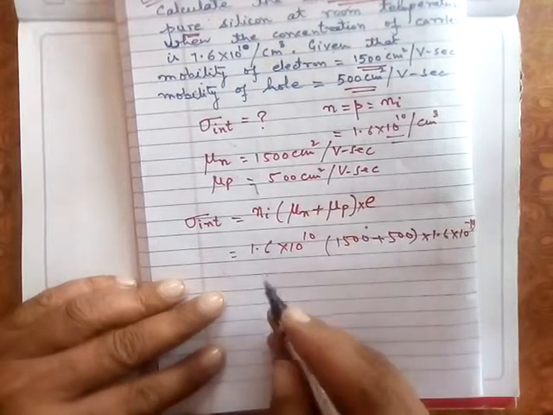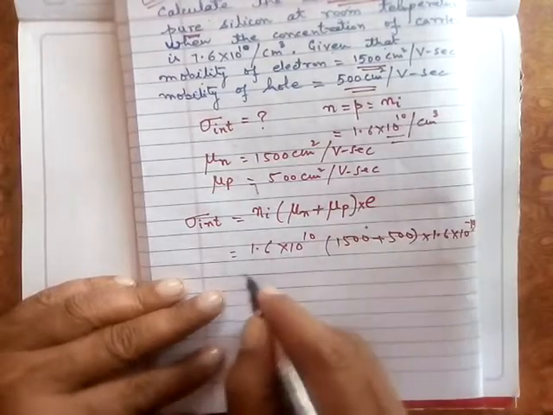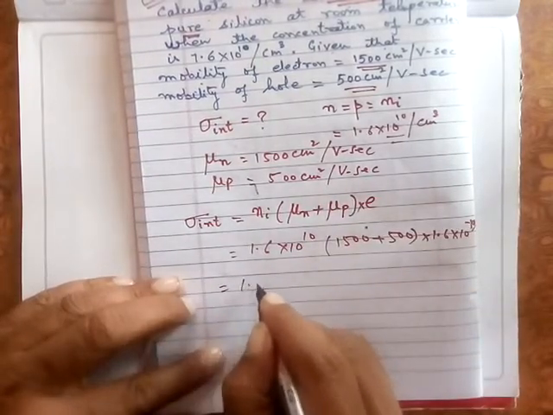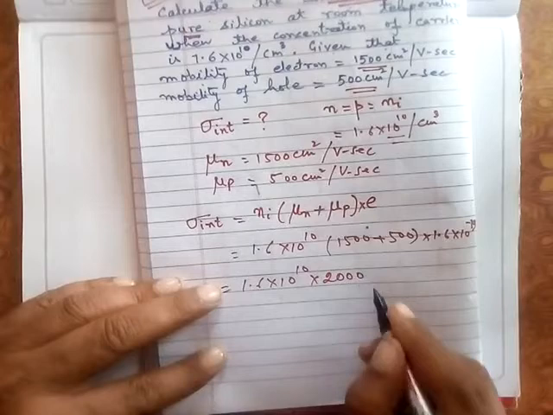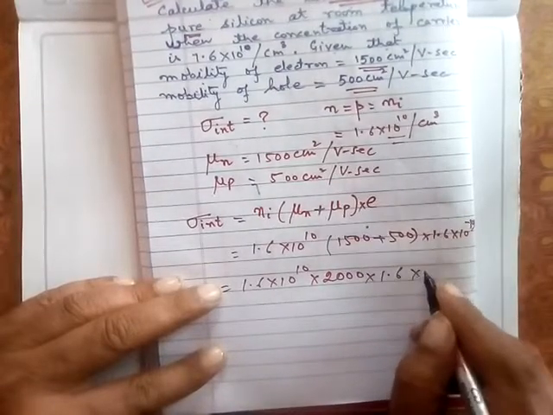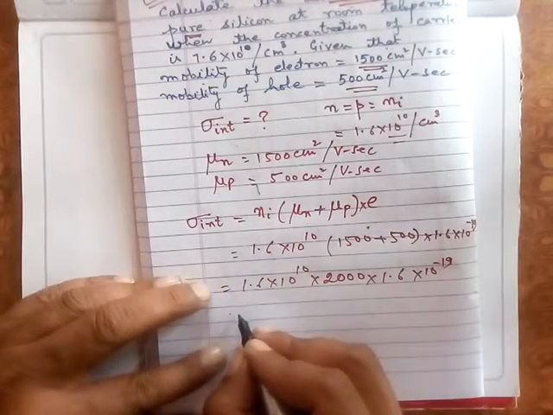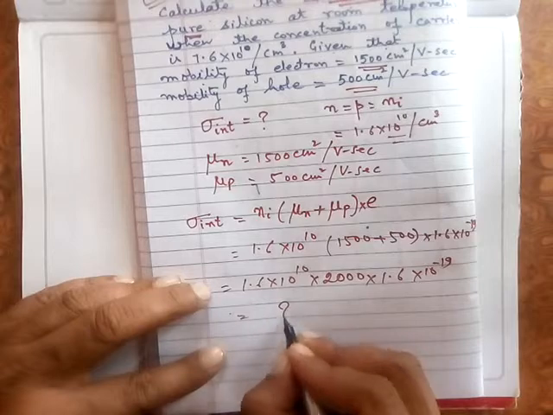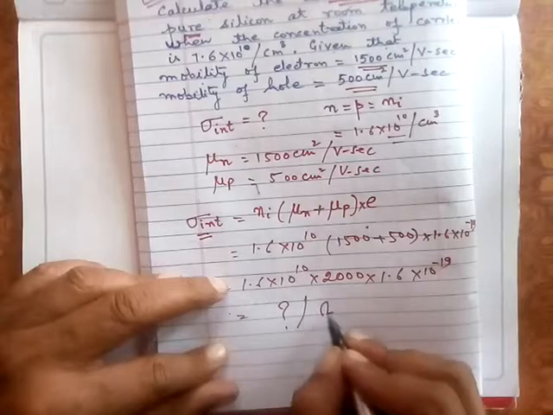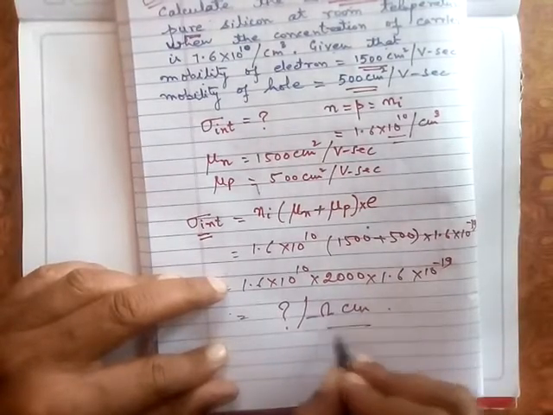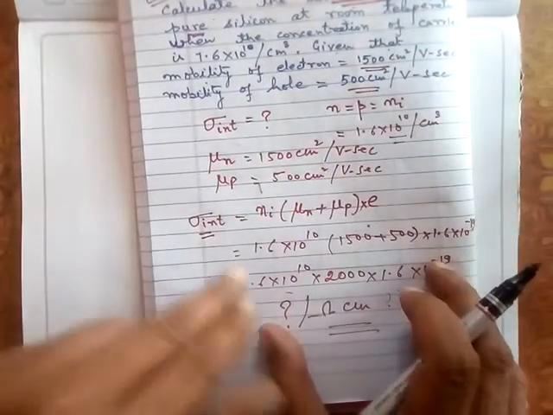You simply solve this equation. It is equal to 1.6 into 10 to the power 10 into 2000 into 1.6 into 10 to the power minus 19. If you solve this, it is conductivity, this much per ohm per centimeter. This will be the final answer. I want you to do this calculation on your own. So this is how you solve this problem. Next problem.